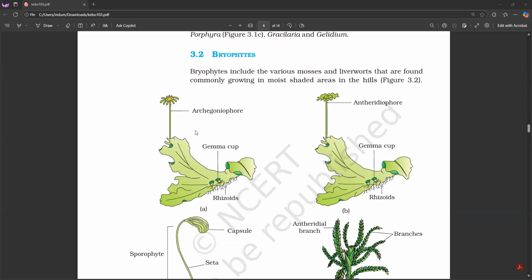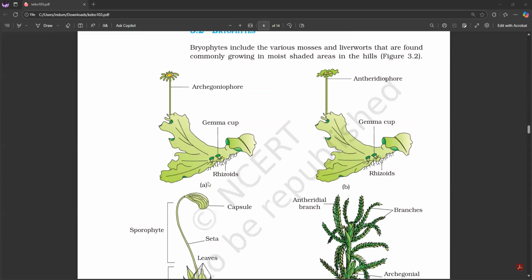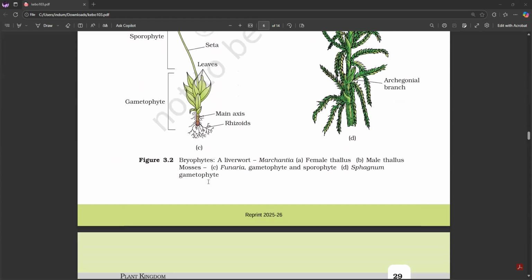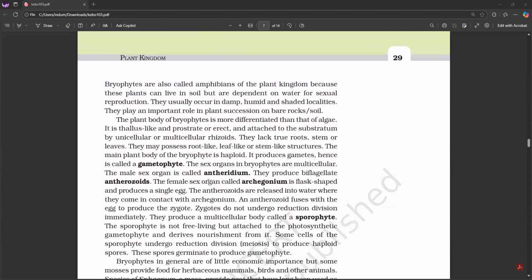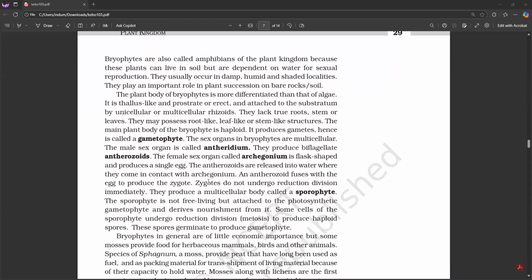3.2 Bryophytes. Bryophytes include the various mosses and liverworts that are found commonly growing in moist, shaded areas in the hills. Figure 3.2. Bryophytes are also called amphibians of the plant kingdom because these plants can live in soil but are dependent on water for sexual reproduction. They usually occur in damp, humid, and shaded localities. They play an important role in plant succession on bare rocks or soil.